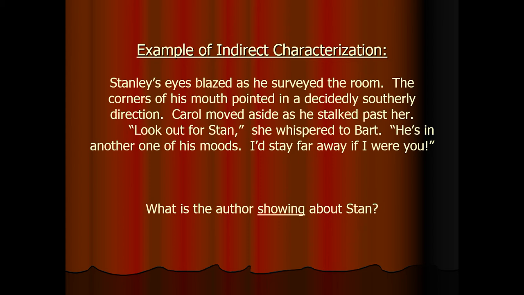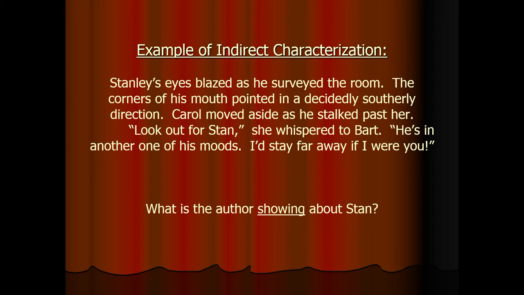Well, Stan's a guy who gets angry a lot. Apparently he loses his temper and he takes it out on people. And look at the phrases, the indirect characterization that the author uses here. Stanley's eyes blazed. Right? That's a good example of looks and facial expressions as he surveyed the room. He didn't just look at the room, he surveyed it. Right? Kind of like scanning for targets. The corners of his mouth pointed in a decidedly southerly direction. So he's frowning and has that kind of look on his face.